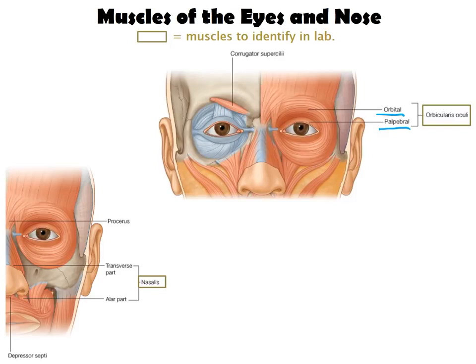Realize that the skin of the eyelids is about 1 to 2 millimeters thick. It is actually the thinnest skin in the body. So when we remove the skin of the face, we will leave the skin on the eyelids intact.